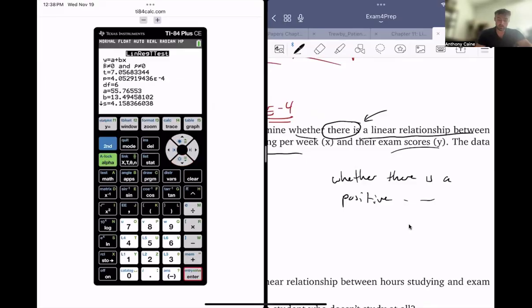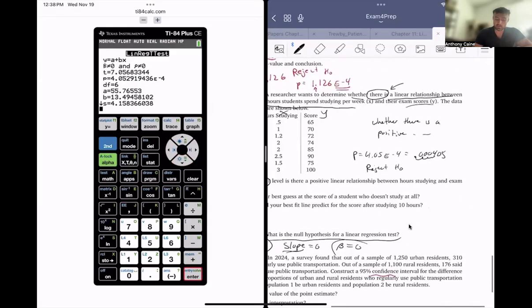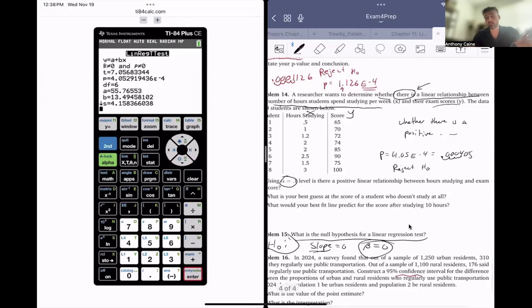Here we go. So what's our p-value? It's 4.05 e to the minus 4. So what does that mean? It's 0.000405. I had to move that over 4 places. So we're definitely going to reject H naught. What's H naught? It's that there is no linear relationship. It's the slope is 0, right? It does look like there's an influence. If you study, you'll get a higher exam score, that kind of thing.